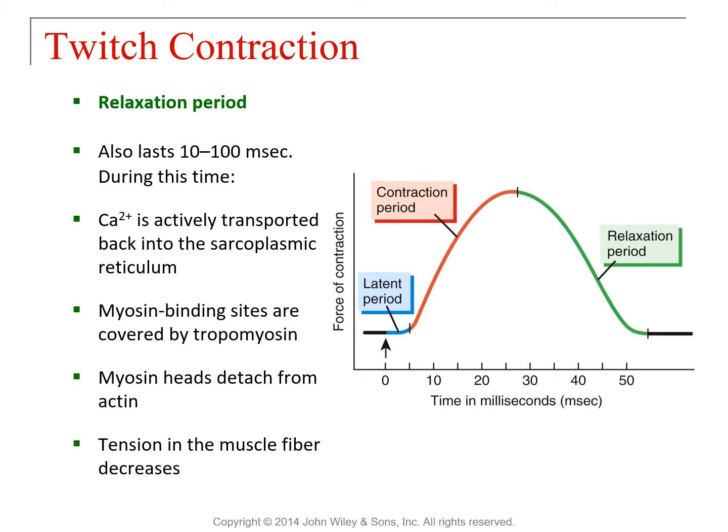The relaxation period also lasts between 10 to 100 milliseconds. I did say in the first slide that a twitch contraction could last anywhere between 20 to 200 milliseconds, and that's basically a combination of the contraction period and the relaxation period. So during the relaxation period, first of all, calcium gets actively transported back into the sarcoplasmic reticulum.